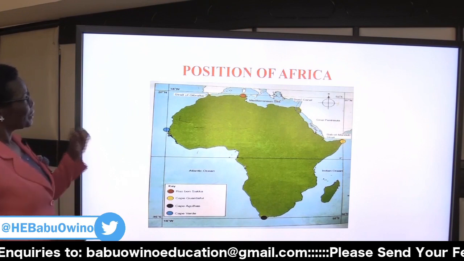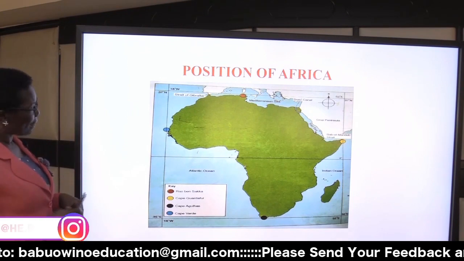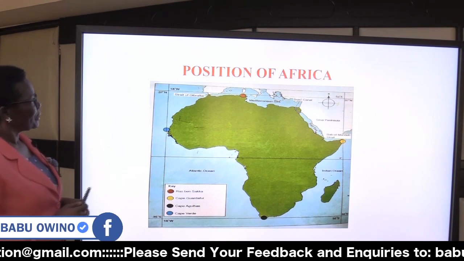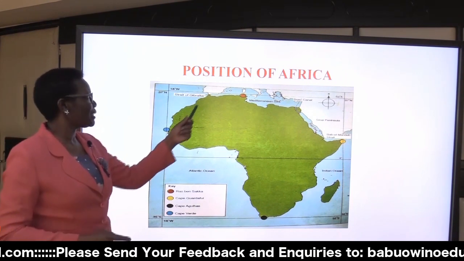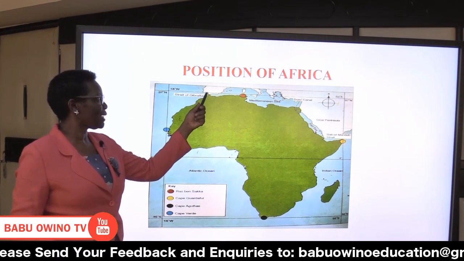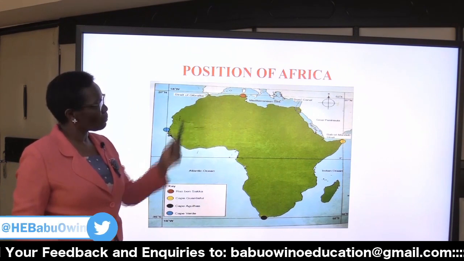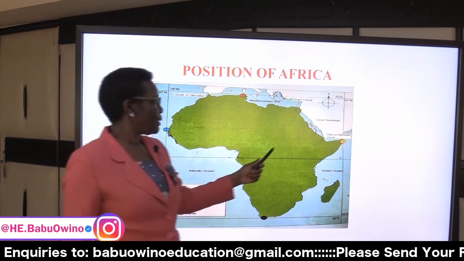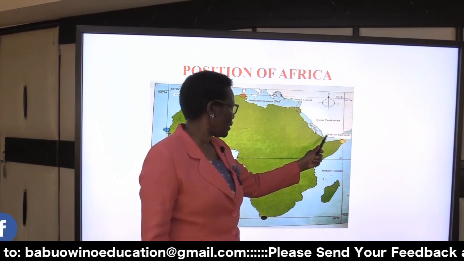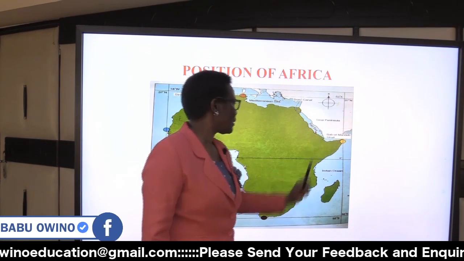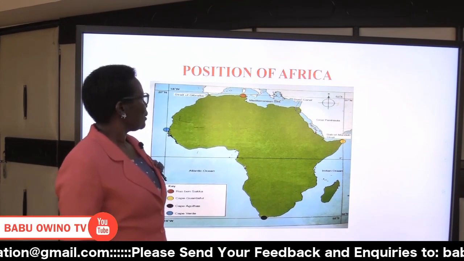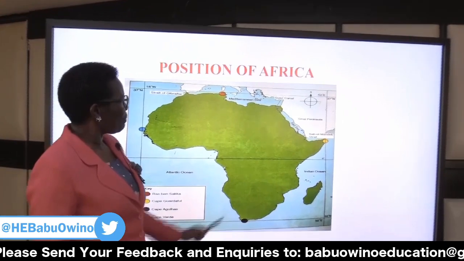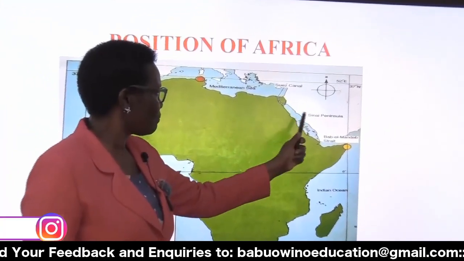So we are seeing the position of Africa. So we are talking about the 14 kilometers Strait of Gibraltar, just here, Africa and Europe. We are talking about Bab el-Mandeb Strait, just here. Then, those are the straits I'm talking about. So, the Sinai Peninsula is just here.